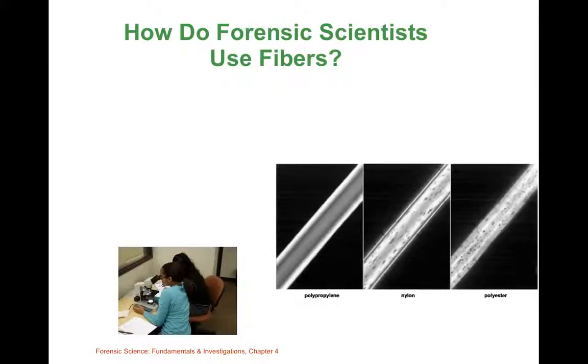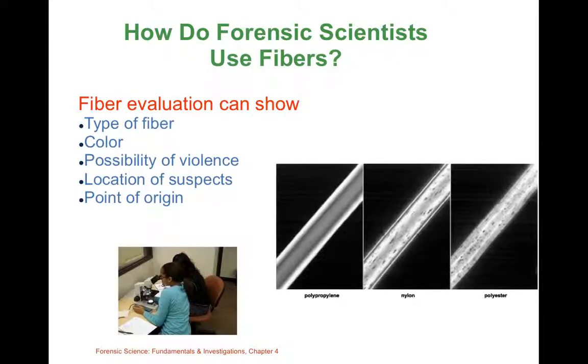Okay, how do we use fibers? Forensic scientists use fibers to look at under the microscope. The reason they look at them under the microscopes is because you can distinguish the type of fiber you're looking at, the color, the possibility of violence if inflicted, the location potentially of suspects, and a point of origin.